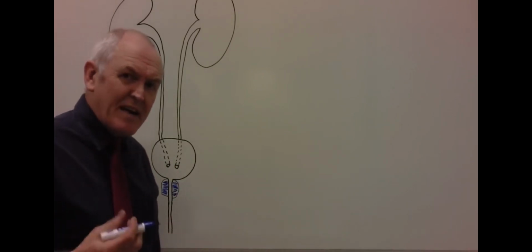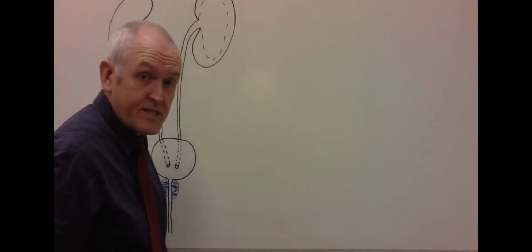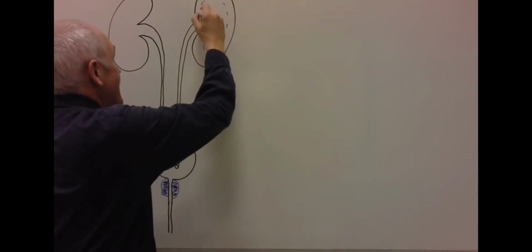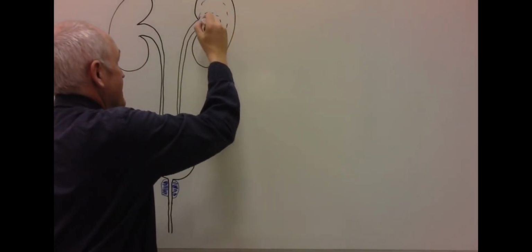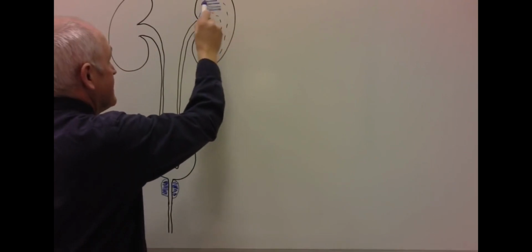Now the kidneys are basically in three layers. The outer layer is the cortex, and there's an inner layer, the medulla. So this would be the medulla area here.